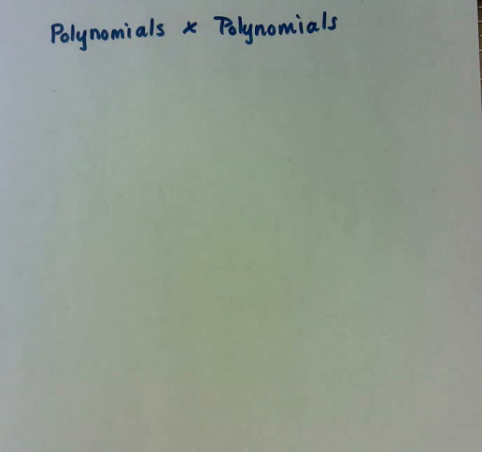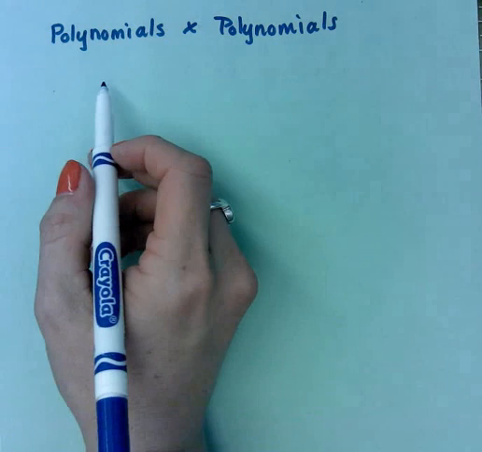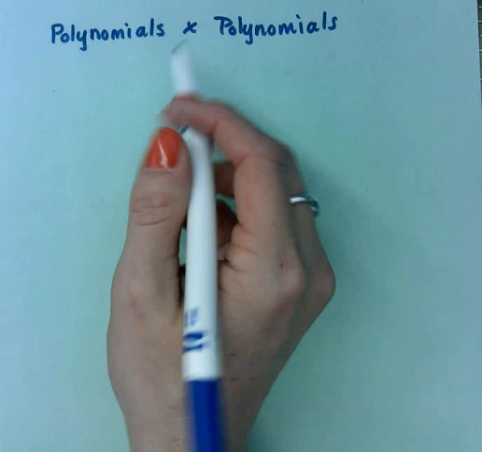The last type of multiplying with polynomials we need to talk about is multiplying polynomials by polynomials. So the first two examples we just had a monomial times a polynomial. Now we're going to talk about polynomials times polynomials. The first example that you saw in your notes was actually multiplying two binomials.